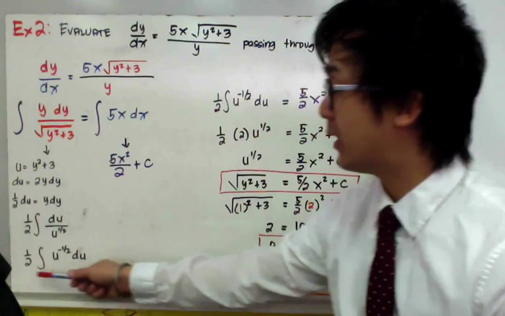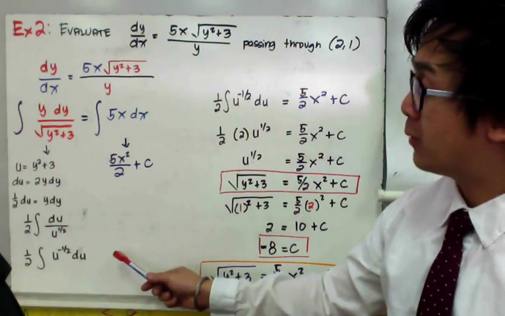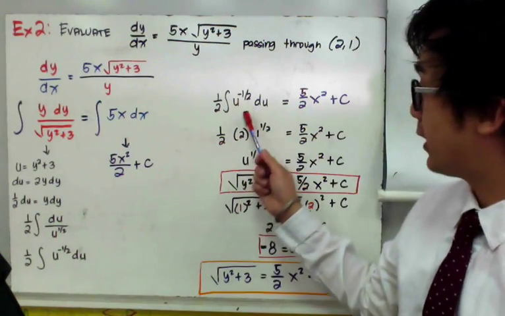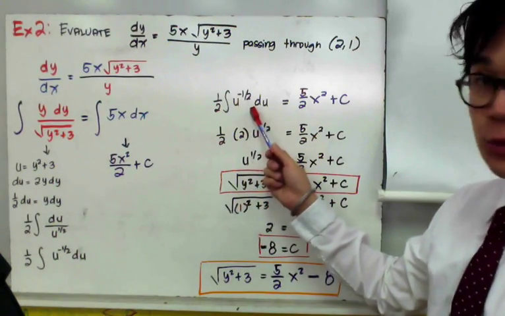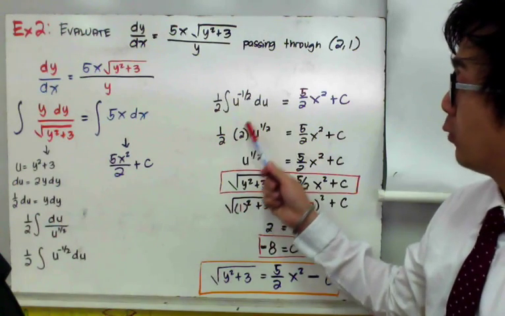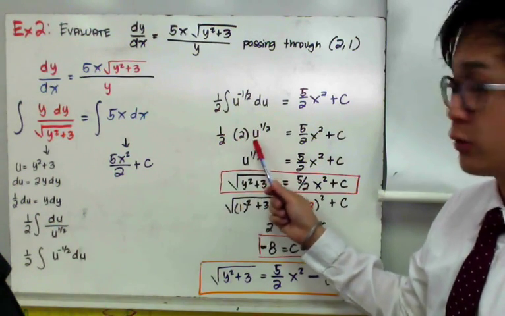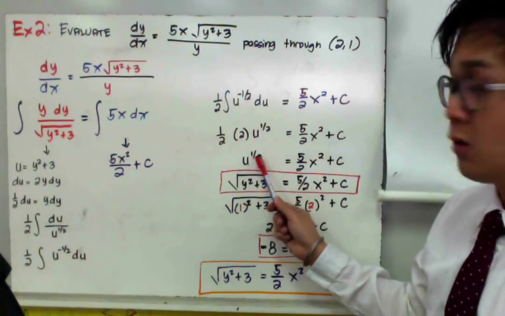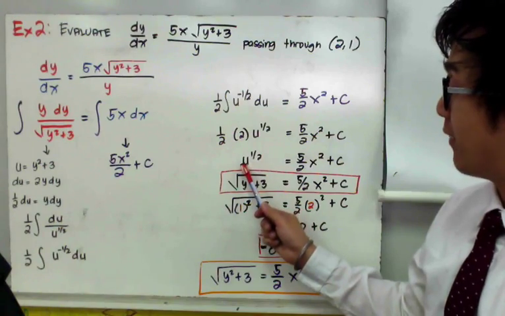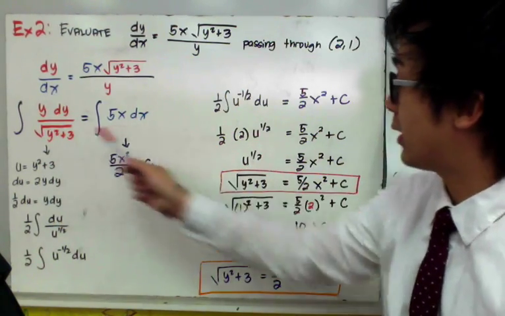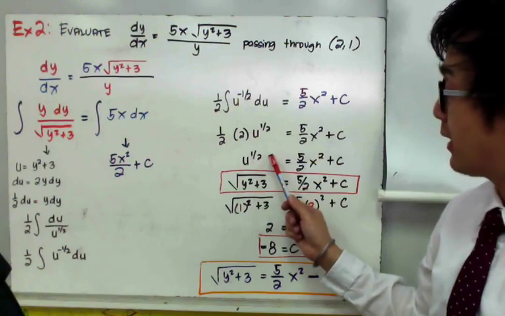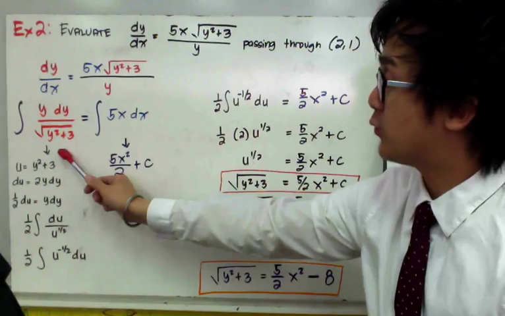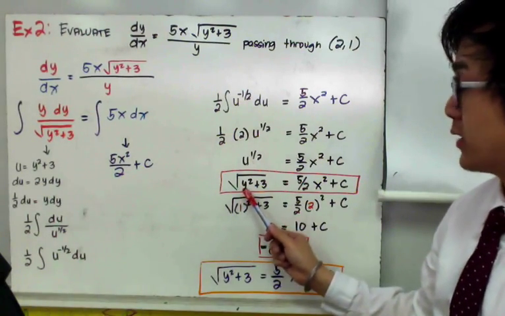Now that it's a little bit easier to integrate, we'll be able to find the integral of this function. And here, 1/2 times the integral of u raised to negative 1/2 du will give us 1/2 times 2u to the 1/2, which when you simplify will only give you u raised to 1/2. And we know that our value of u is y squared plus 3, and 1/2 can be changed into a radical. So the integral of this function is simply the square root of y squared plus 3.